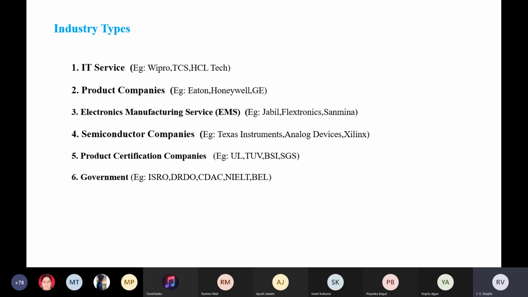Okay, so then you have product companies where we design the products, manufacture them, sell them, and support the customers. These are the best companies to work for, together with the semiconductor companies, because you get end-to-end exposure. That's very important if you want to work in R&D.